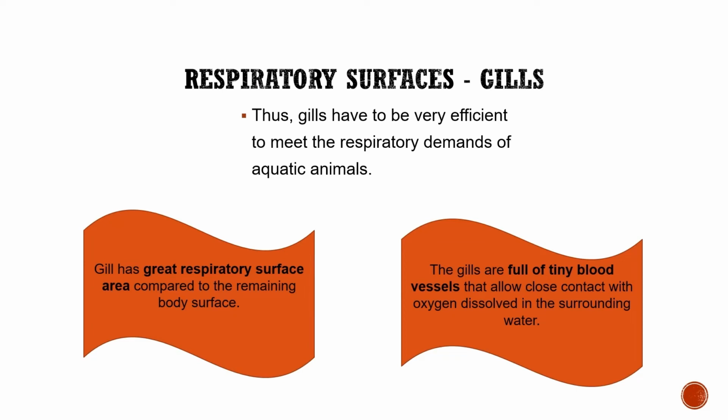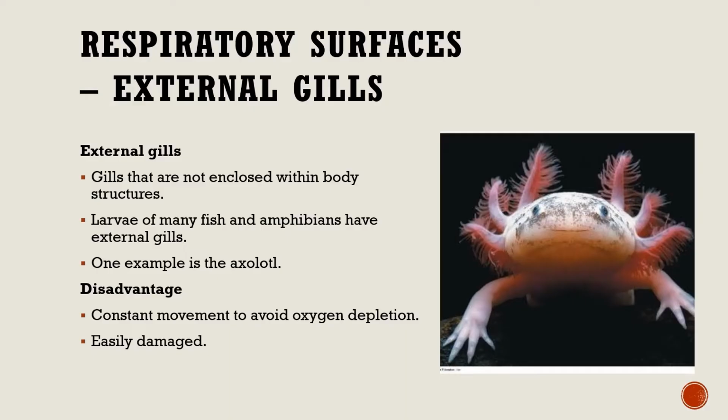Because of that, gills have to be very efficient to meet the respiratory demand of aquatic animals. As for that, gills have a great respiratory surface area compared to the remaining body surface. The gills are full of tiny blood vessels that allow close contact with oxygen that dissolves in the surrounding water.